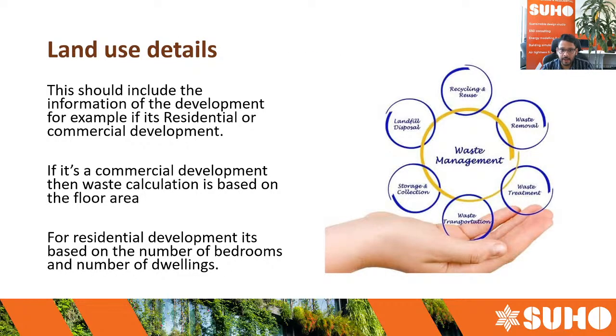First of all is the land use details. This should include the information of the development, for example, if it's a residential or commercial development, which I think is common for every assessment that we do. If it's a commercial development, then the waste calculation is based on the floor area. For example, for offices, it's 10 liters per 100 square meters. For residential developments, it's based on the number of bedrooms. If it's apartments, then it's based on the number of bedrooms. But if it's a dwelling, then it's normally based on the number of dwellings, because the waste rates are standard for dwellings.